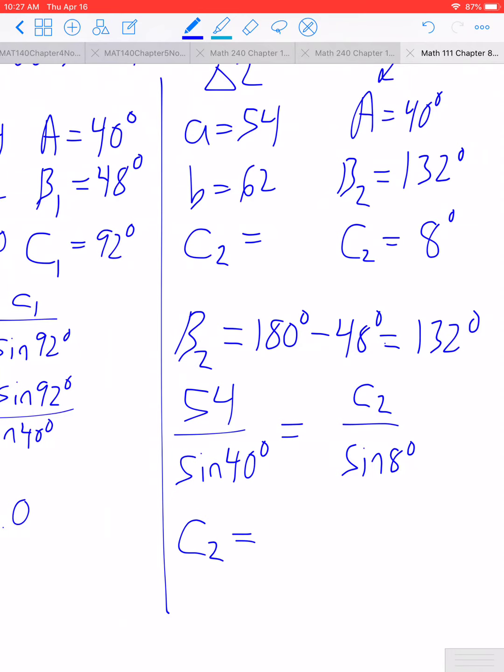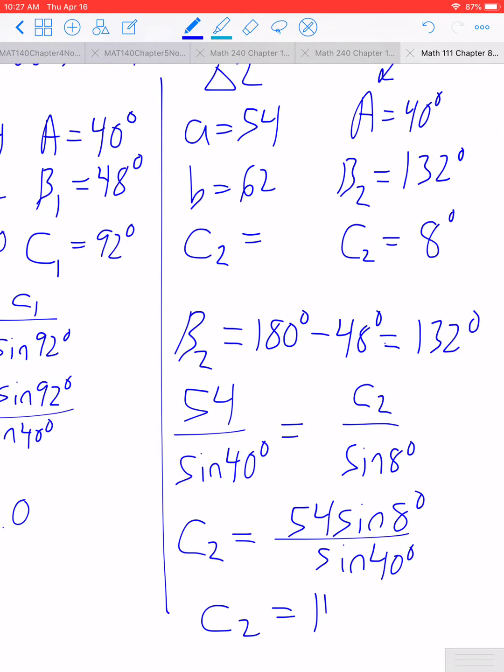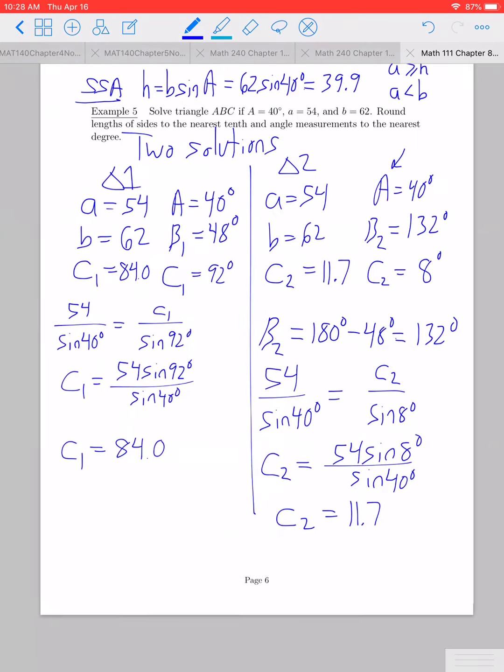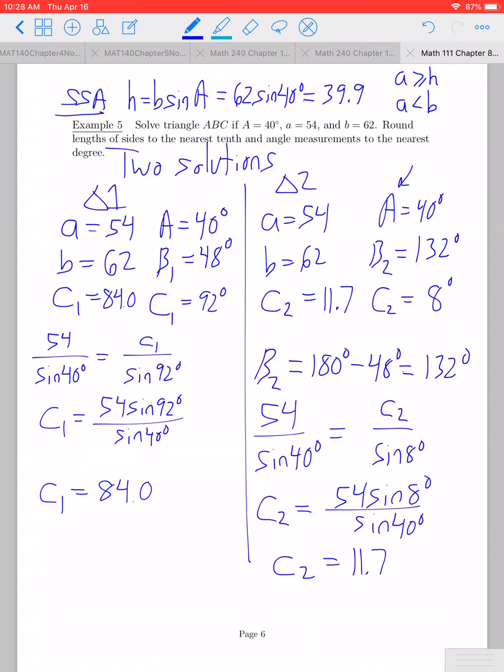Cross multiply and divide, we would see that 54 times the sine of 8 degrees divided by the sine of 40 degrees is the value of C2, which would give us a length of 11.7. So side C2 would have a length of 11.7, and those would be the two solutions. We get two distinct triangles that would solve for the given information.